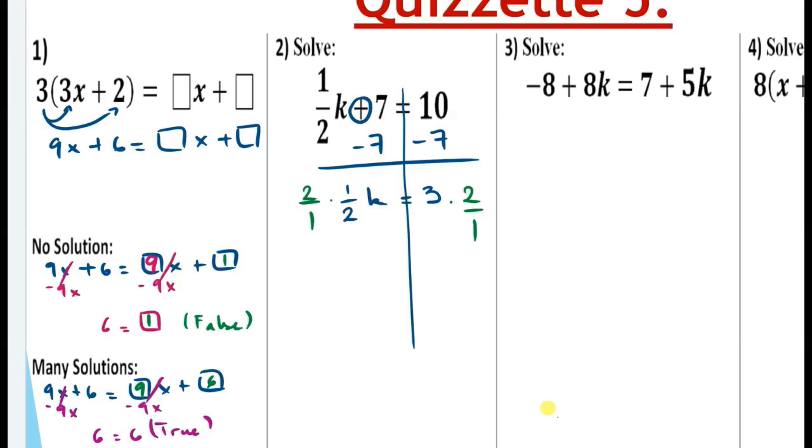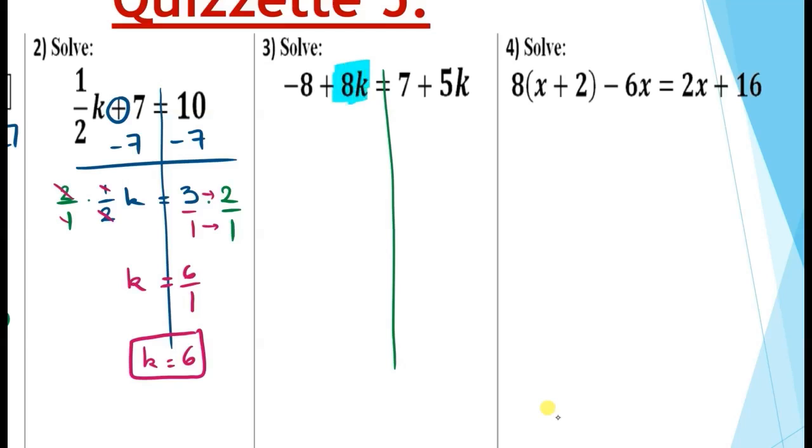Problem 3. Since we have the variable on both sides of the equal sign, we're going to bring one of them to the other side. I prefer to bring a small number to a big number. So what we're going to do is subtract 5k on both sides. Positive 5k and negative 5k cancel each other out. 8k minus 5k is going to be positive 3k. And we bring down the numbers that we didn't touch, negative 8 and positive 7.